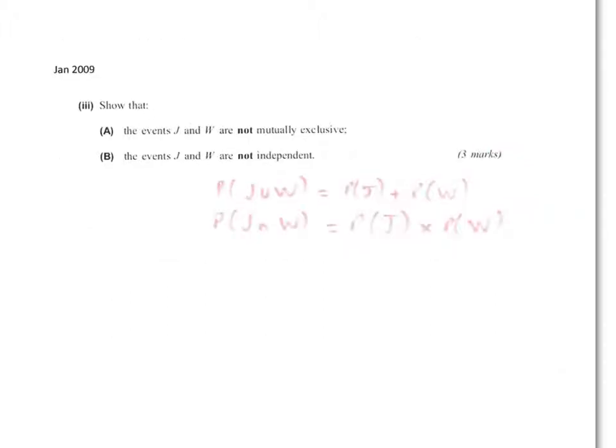In this question over here, which is the endpoint of a question on a probability table, again, you've got to show that 2 events are not mutually exclusive. There's the formula for mutually exclusive. This means the probability of J or W or both. And this bit means the probability of J and W.